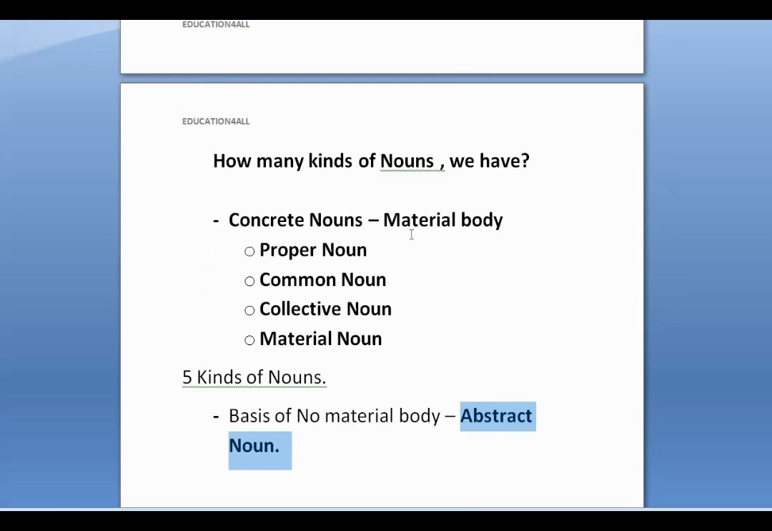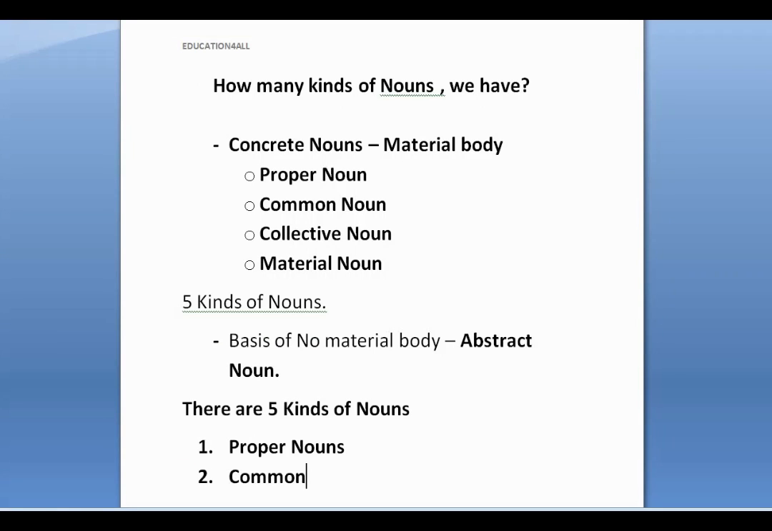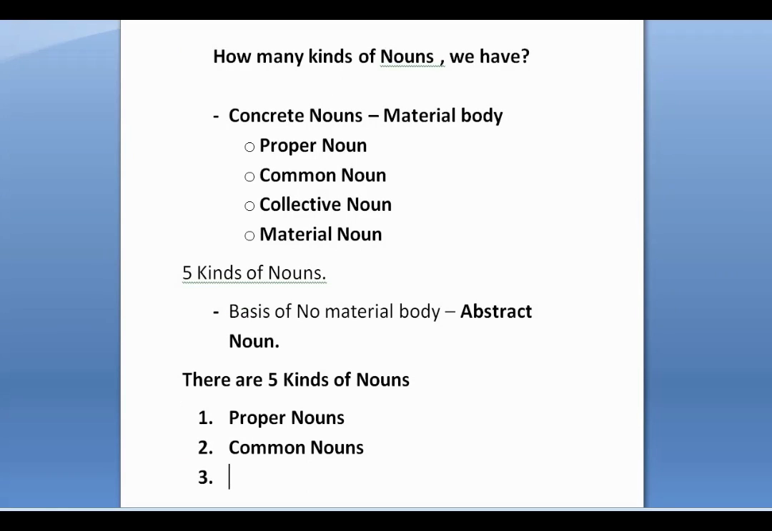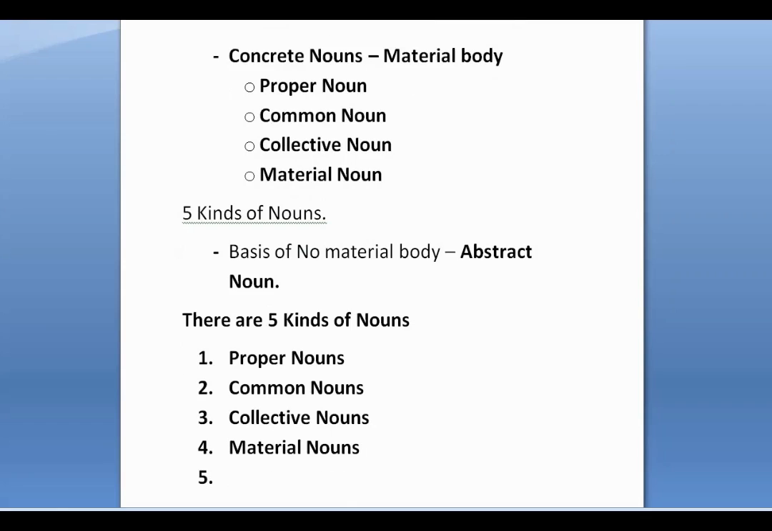So to define it in a better way, I made you understand the categorization: one on the basis of material body and another on the basis of no material body. So now we can say that there are 5 kinds of nouns. What are these? First one, proper noun. Second, common noun. Third, collective noun. Fourth, material noun. And the fifth is abstract noun.